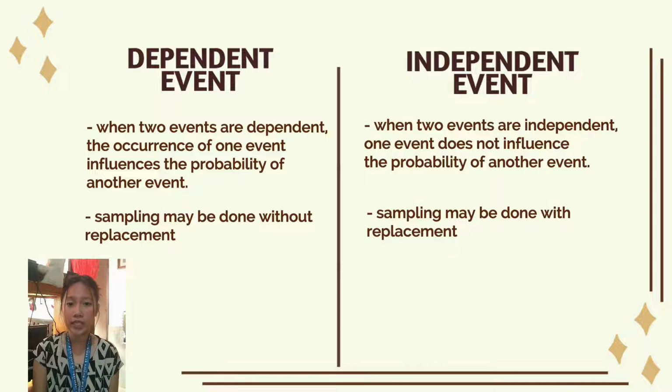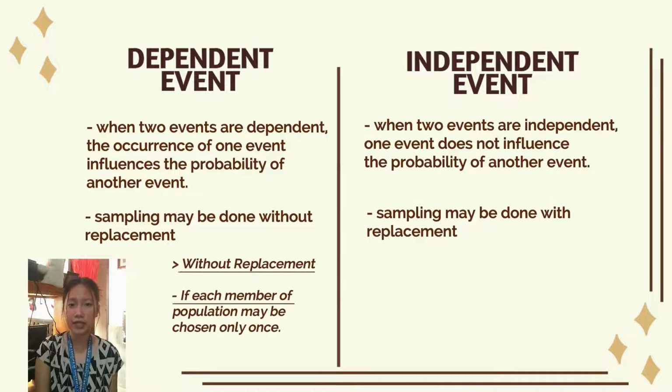So, what is without replacement and why is it dependent? Without replacement, each member of the population may be chosen only once. If sampling is done without replacement, the probabilities of the second pick are affected by the first event because you can only choose once. While for the independent event, when two events are independent, one event does not influence the probability of another event. Sampling may be done with replacement.